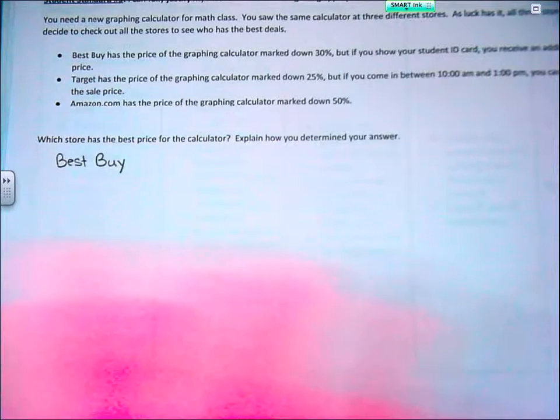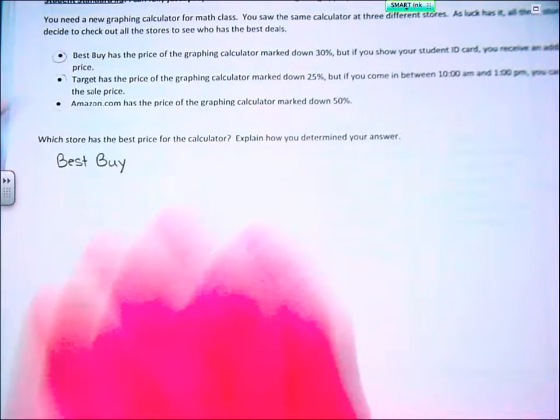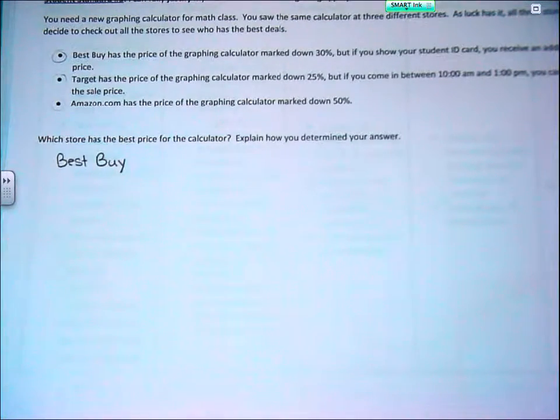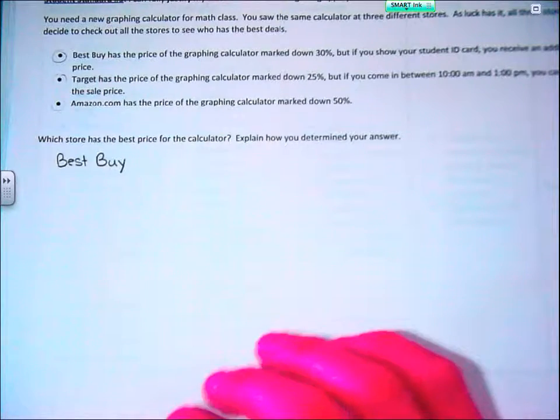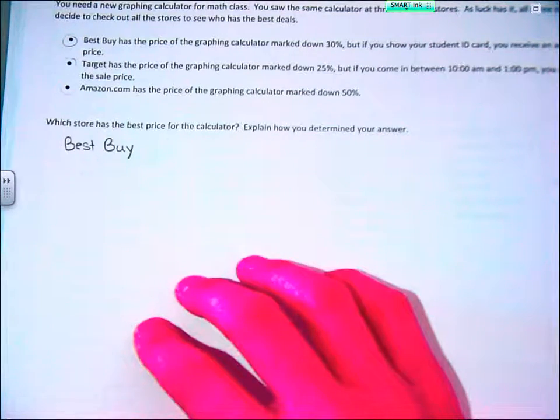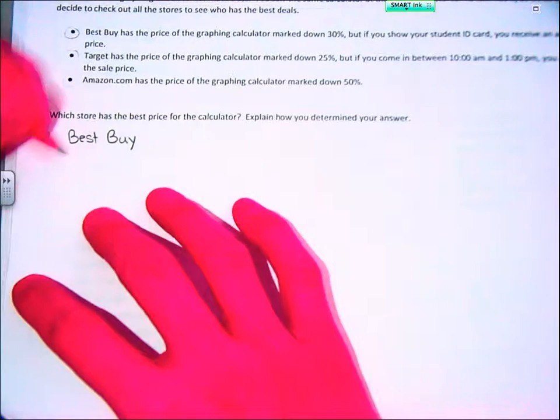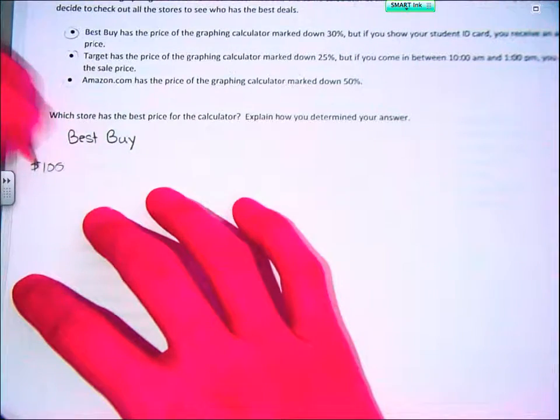Okay? With this question, they give you a deal at 3 stores, at Best Buy, at Target, and Amazon. It's for a graphing calculator. What messed up some of you is it doesn't tell you how much it cost. So, when that's the case, I'm going to just make up a price and see what happens. I want to make up a price that's easy to work with. So, doing something like $100 would make a lot of sense.